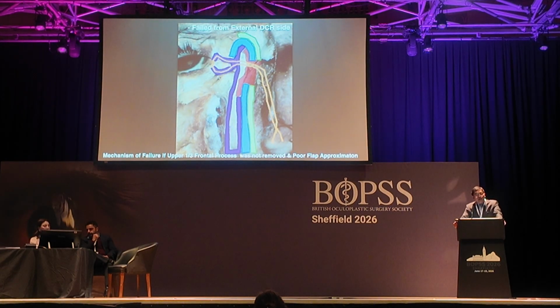In the failure from the external DCR, you can see in this diagram a lot of scar tissue on the medial side of the lacrimal sac.